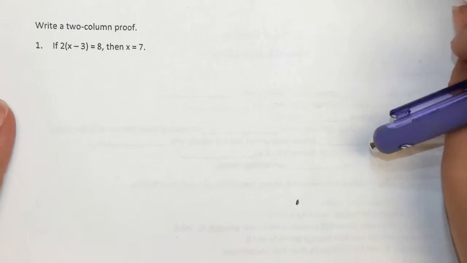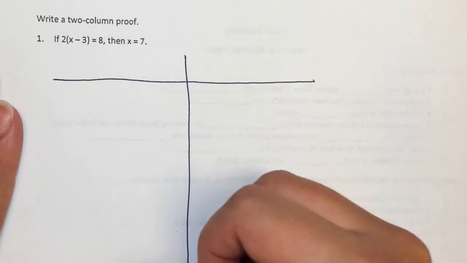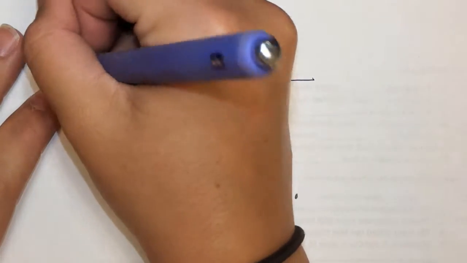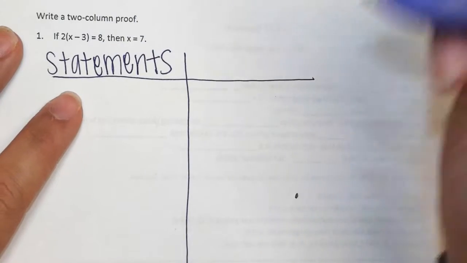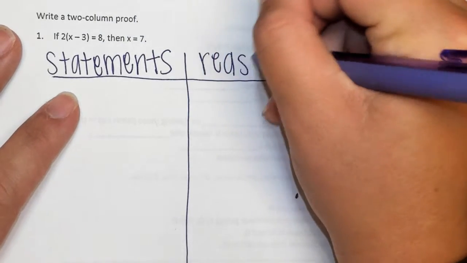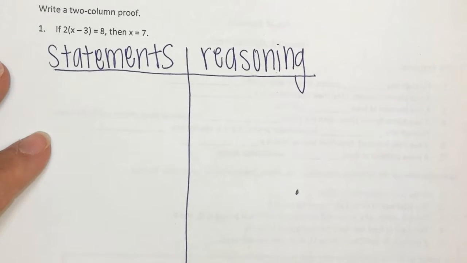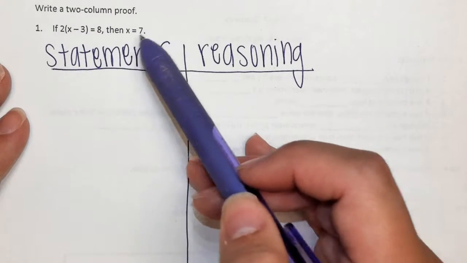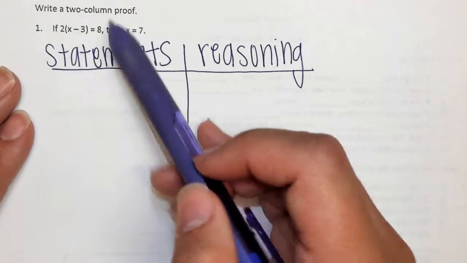Alright, this is how a 2-column proof works. You start with a 2-column table. Kind of looks like a T. Okay? So start with a T. And then your statements always go over here. Do you actually have to write this word? Yes. This is your statements. This is your reasoning. So you're telling me what's happening, and then you're telling me why it's happening. So if you read this conditional statement, if that, then x is equal to 7. What you're proving is that x is actually equal to 7 in this equation.